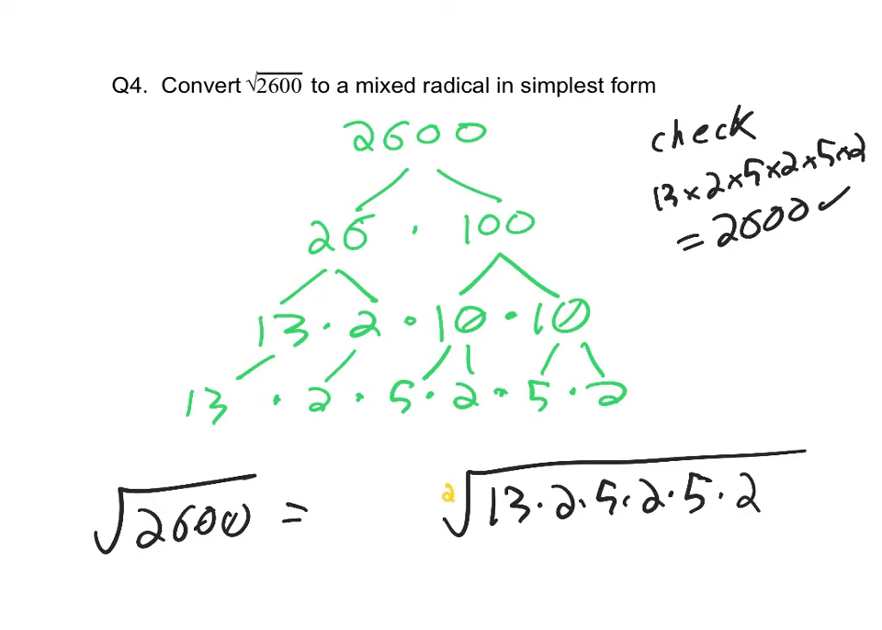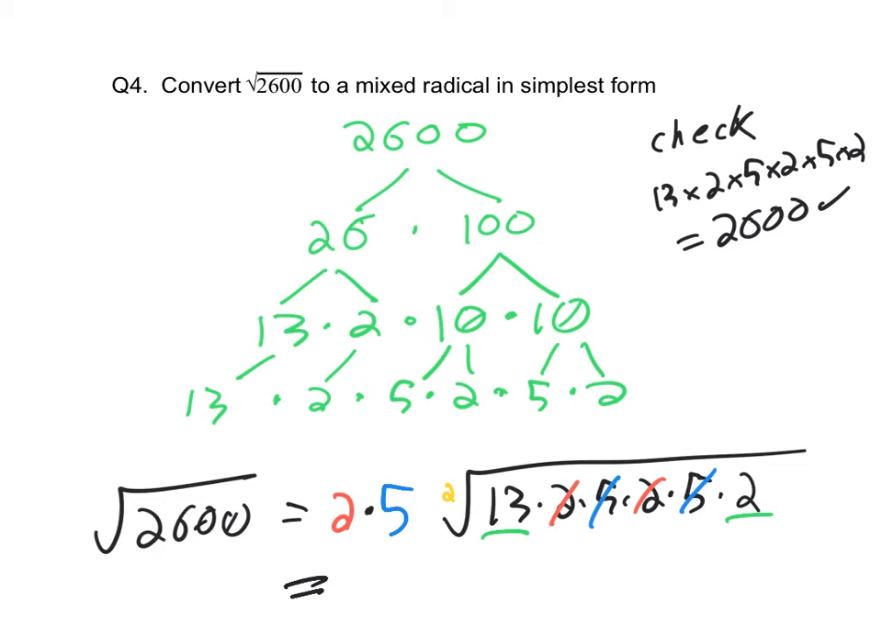And again, we have a square root here, so we're looking for pairs under the radical sign. Well, we have a pair of 2's, so we're going to write this in front of our radical. We have a pair of 5's, so we can take that pair out. We don't have a number to pair the 13 with. We no longer have something to pair this 2 with because we've already taken a pair of 2's out. So we have taken out as many pairs as we possibly can.